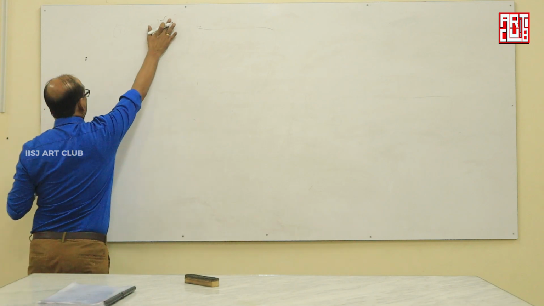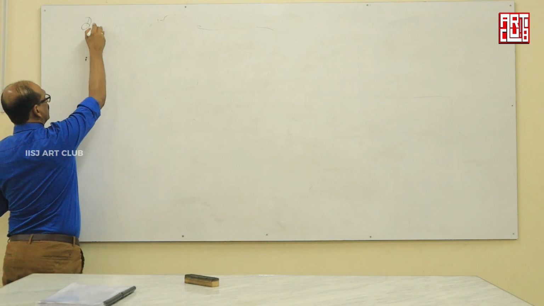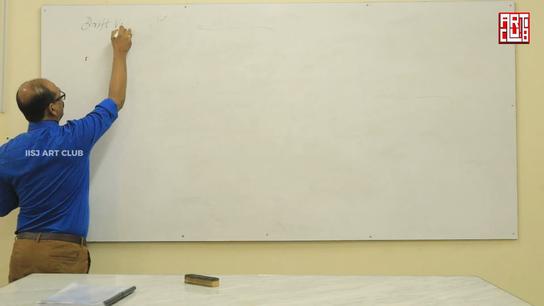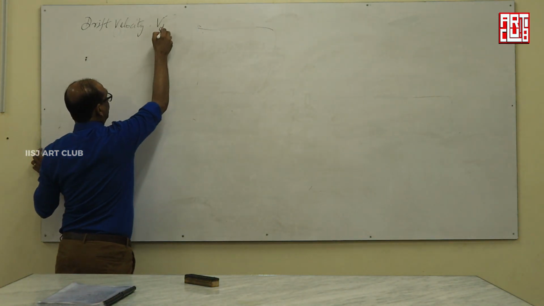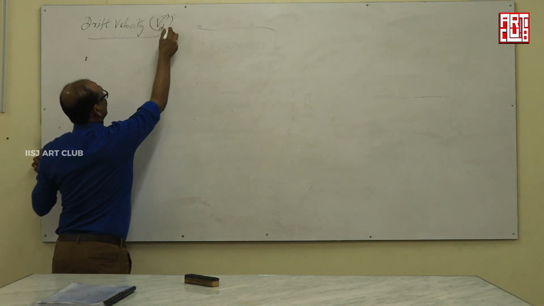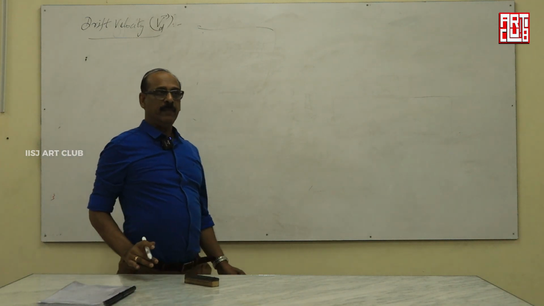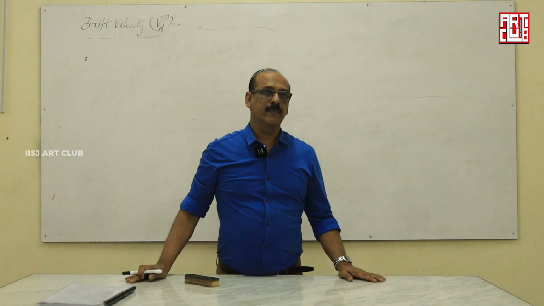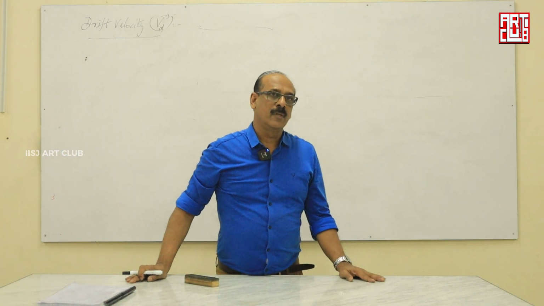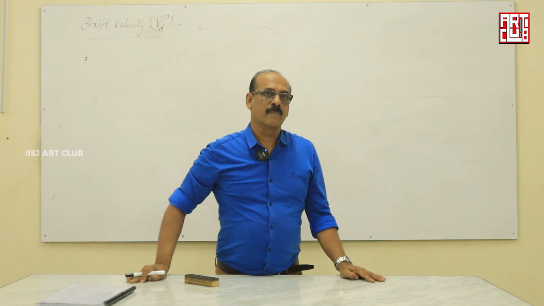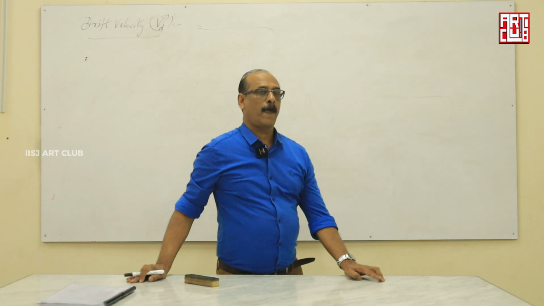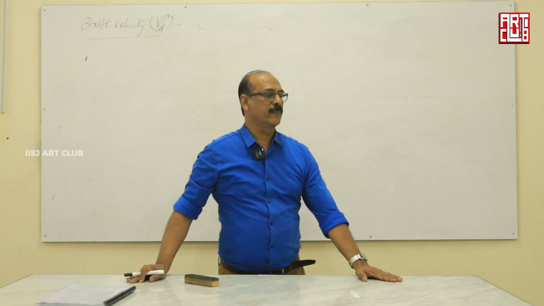Next heading, drift velocity. This is very, very important; questions are mainly asked in the exam based on this. Drift velocity, symbol VD, drift velocity.